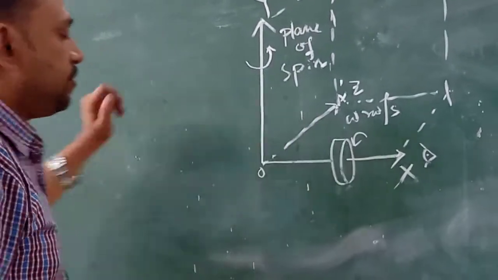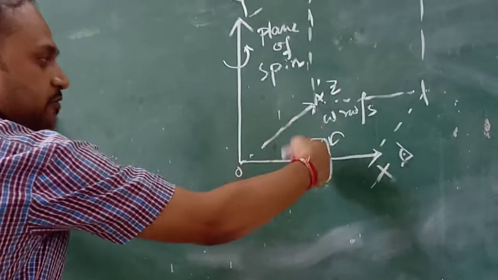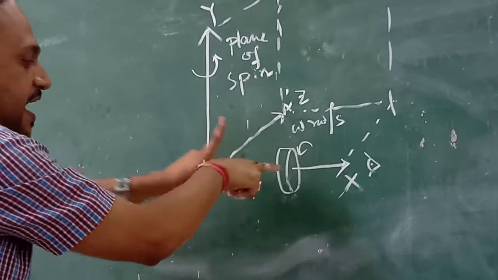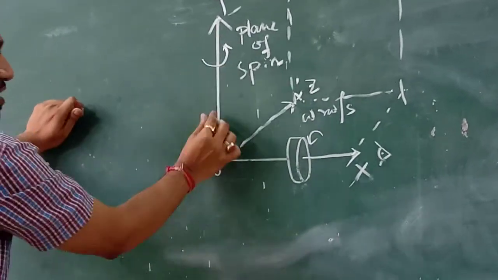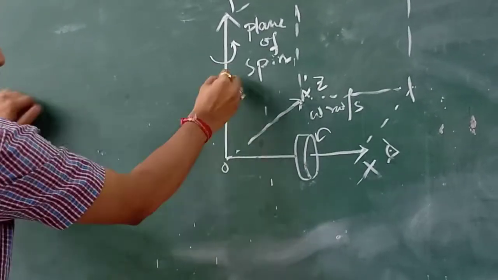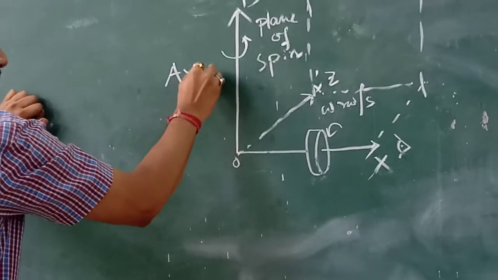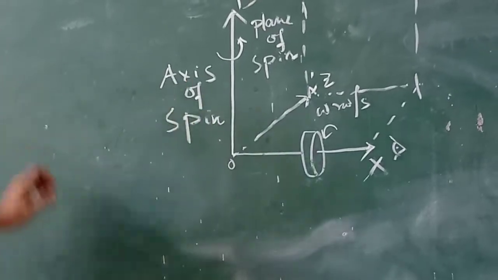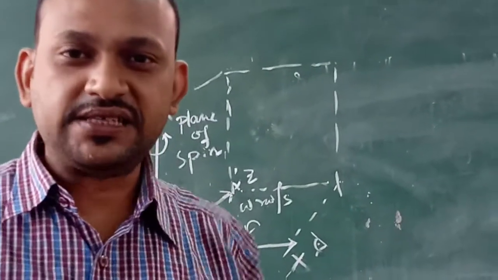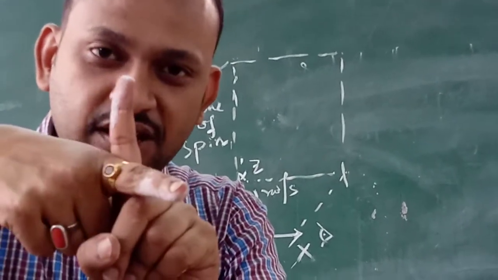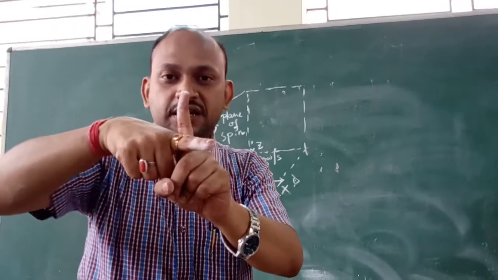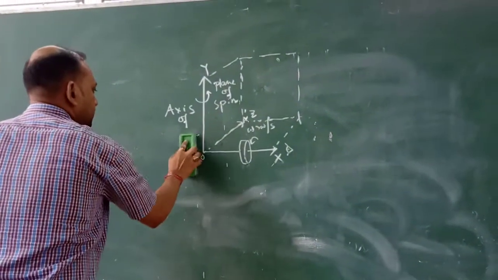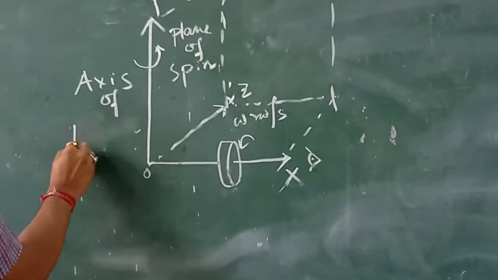Now, due to this, what is happening? If you want to change the angular velocity, obviously it assumes a new position like this, and this is possible only when this axis of spin is rotating. So this is known as the axis of spin. Always remember, for gyroscopic action to take place, the axis of spin should always be perpendicular. This is the axis of precession.